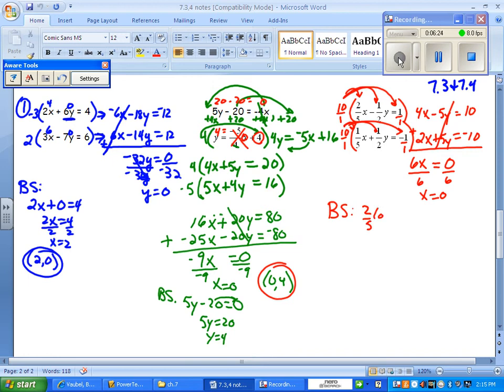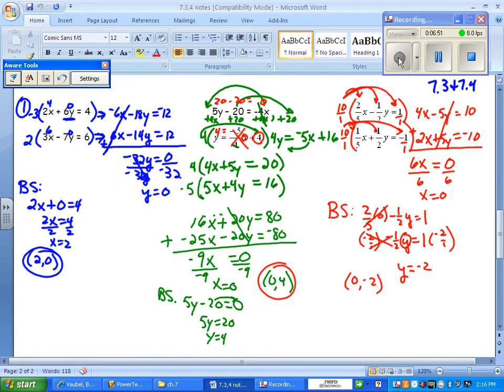2/5 times your 0 minus a 1/2 y equals a 1. This drops. This is a 0. So you have a negative 1/2 y equals 1. To get your y alone when you have a fraction, you're going to multiply by the reciprocal. So multiply by a negative 2 over 1 on each side. And you get y alone. These all cancel. And you have a negative 2. So my ordered pair is 0, negative 2.